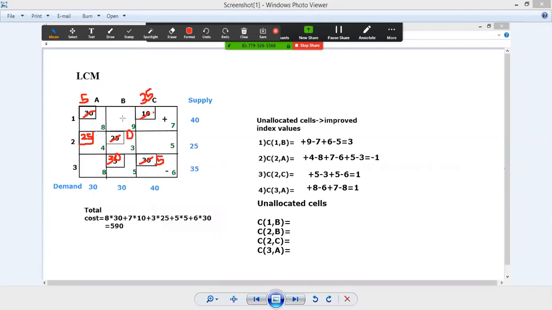Now, as I told, actually we have four unallocated cells, yes, right? That is 1B, 2B, 2C, and 3A. We have to compute the costs again for all these new allocation values. All these are new allocation values, right? Again, we have to compute the improvement index costs. So for that, we have to form a loop. Let us start from here.